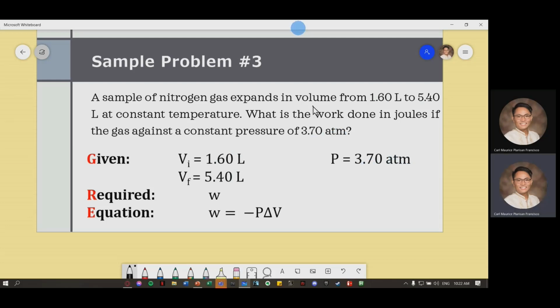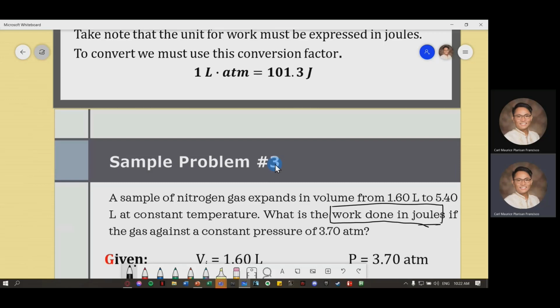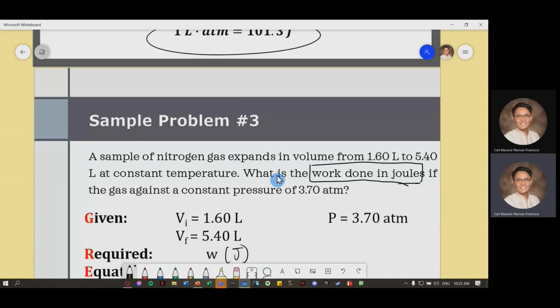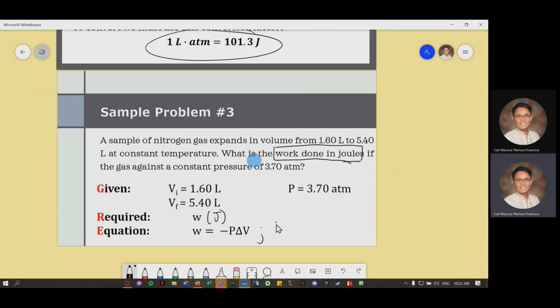According to the problem, we need to solve for work in the unit joule, so the final answer should be in unit joules. Since the final answer should be in the unit joule, we need to consider the conversion factor, that is 1 liter atmosphere is equal to 101.3 joules.